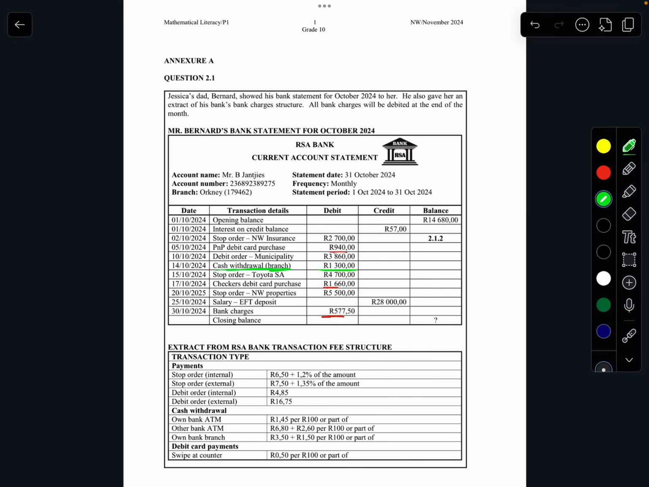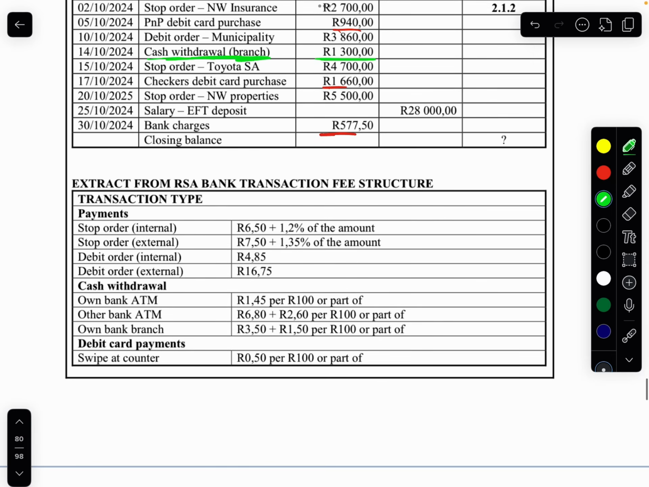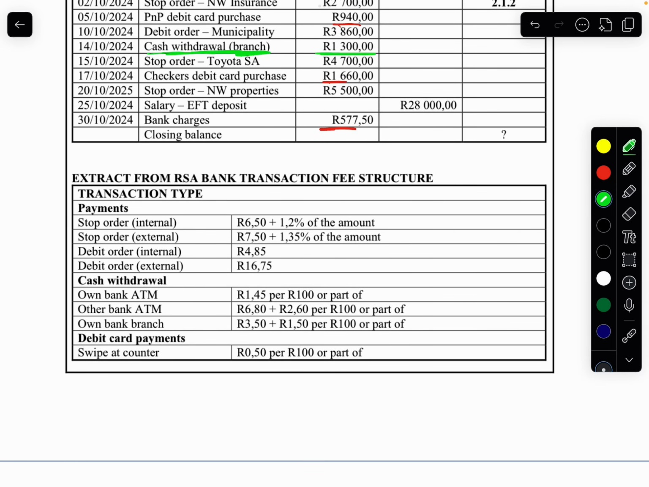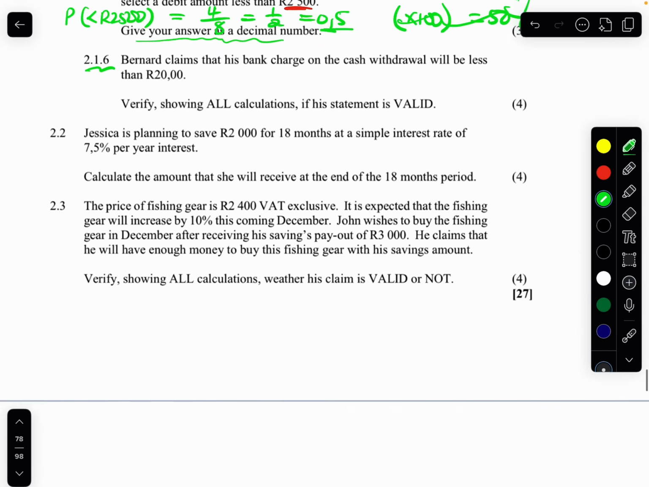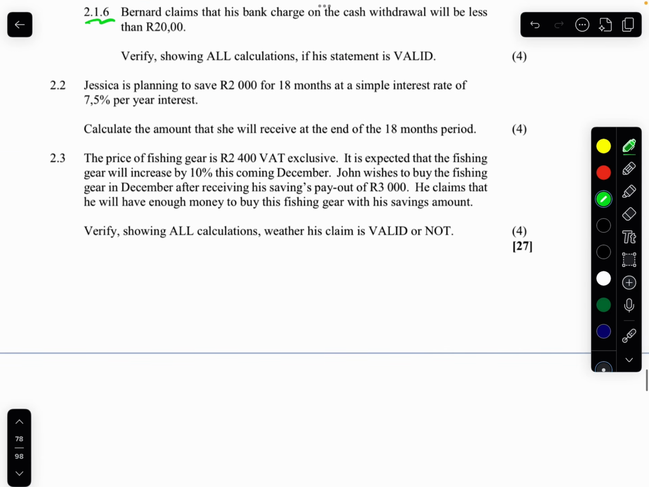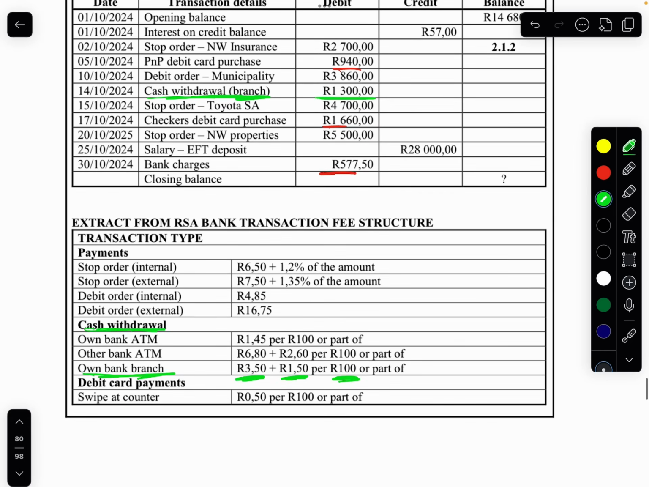So we go to these bank charges, the formulas for the bank charges. So the fee structure. We go to the withdrawals and then we check the branch. So it's 3 rand plus 1 rand 50 cent per 100. So how are we going to calculate that? Sorry, guys. 2.1.6. So we're going to calculate the cost. So it's 1 rand 50. Yeah, I forgot the fee structure.